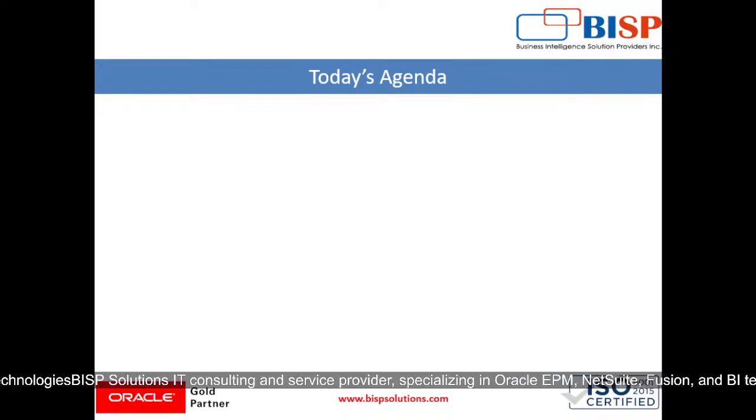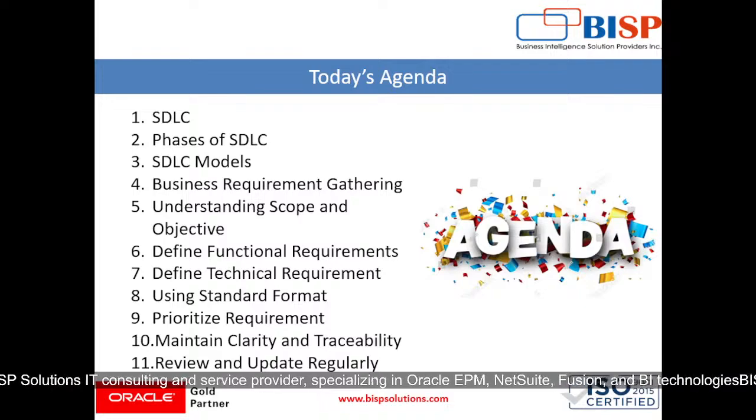As of today, we will cover SDLC, phases of SDLC models, business requirement gathering, understanding scope and objective, defining functional requirements, technical requirements, using a standard format for making BRD, which is business requirement document, and how we have to prioritize requirements as per the client or stakeholders, and how we can maintain clarity and traceability for the same, and we have to review and update regularly to the stakeholders that we are going in the right direction or not.